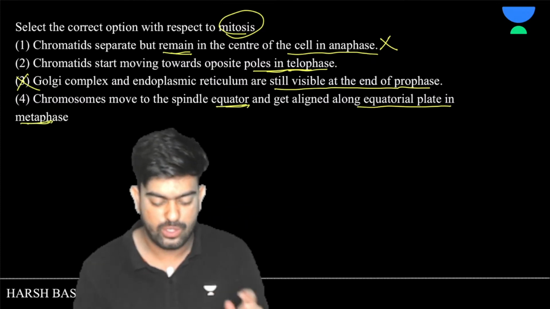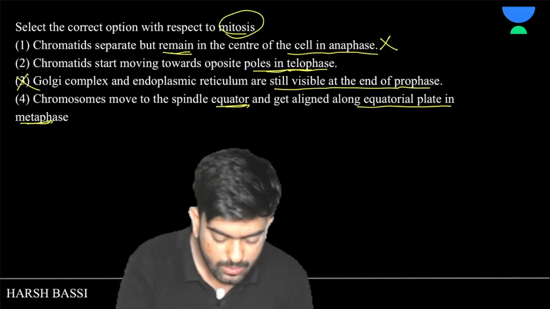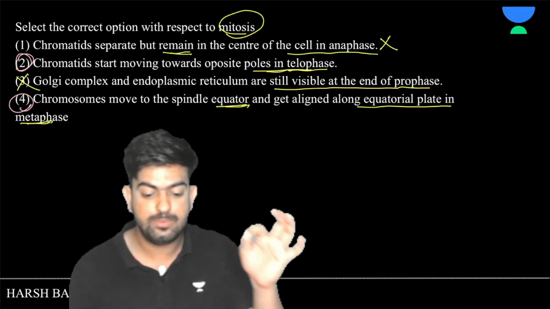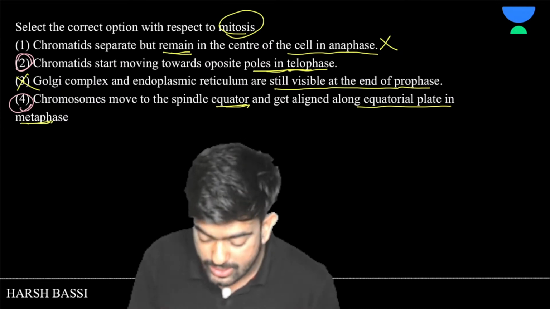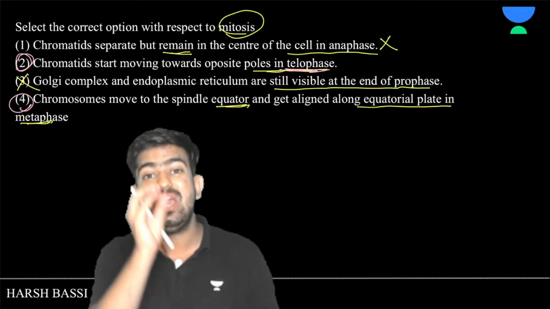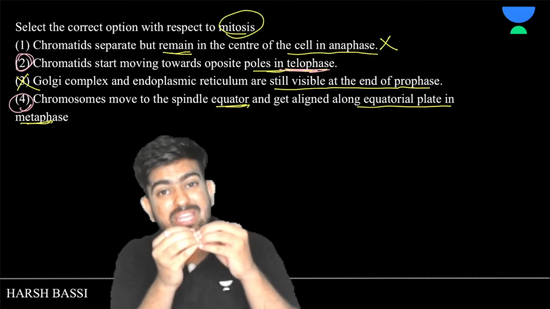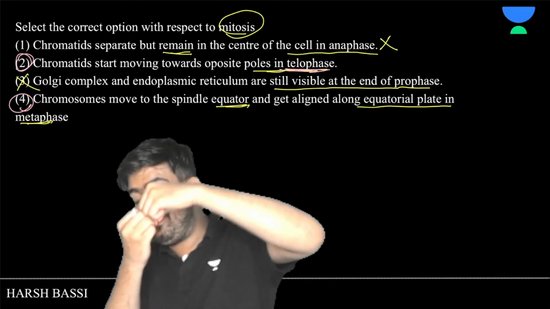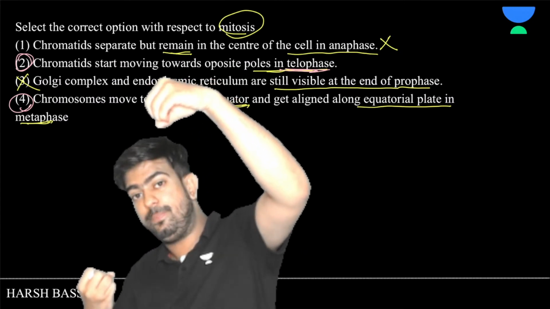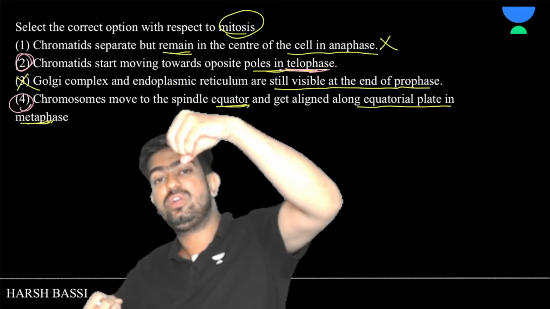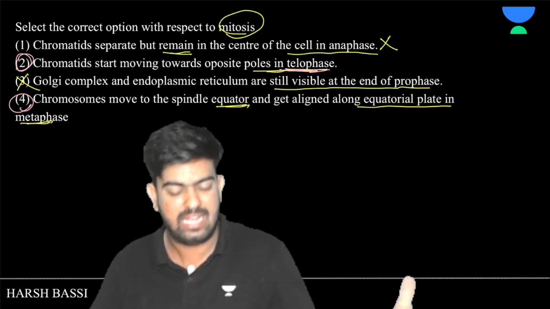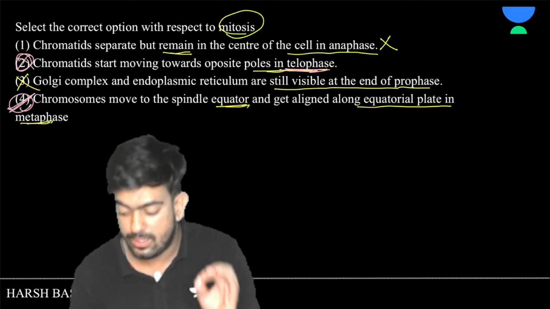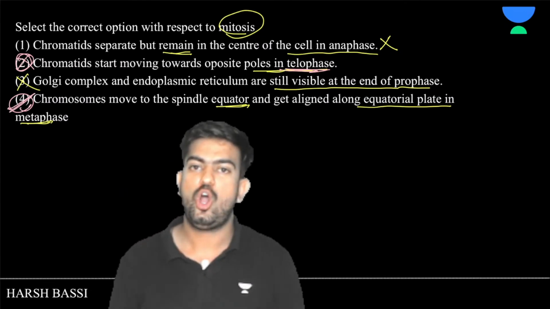Okay, sir, we had two options. This was looking correct and this was looking correct. But which one is more accurate? Which one is more correct? See, chromatid starts moving towards opposite pole in telophase. No, it starts moving to opposite poles in anaphase only. Remember, separation happened and the chromatids will go to the poles. So they have started moving in anaphase only. In telophase, cytokinesis and everything else will happen, right? So this one is also wrong. The correct option will be option number 4.